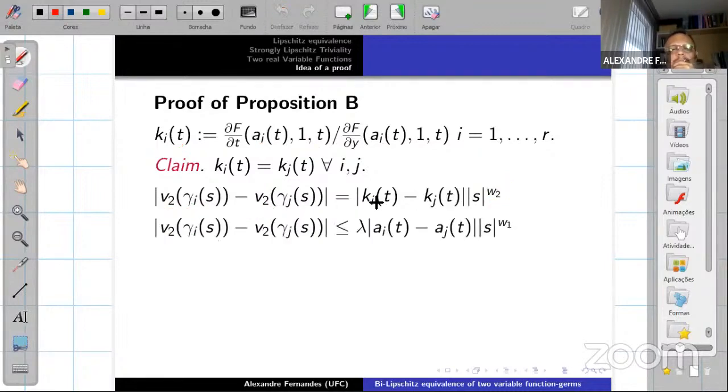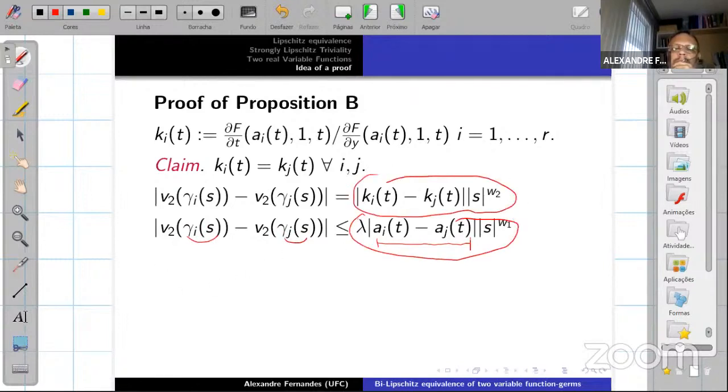From another way, this is Lipschitz, lambda Lipschitz. Then you see this size here is smaller than lambda times this. This is the distance between this branch and this branch. So we have this is smaller than this. Here we use that w1 is larger than w2. Then this goes to 0 faster than this. This is why k_i should be equal to k_j.